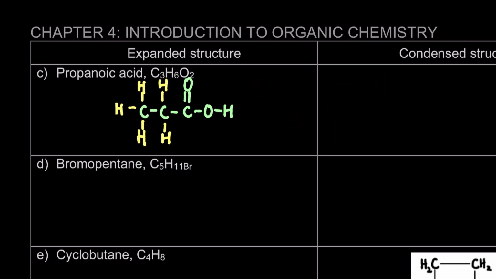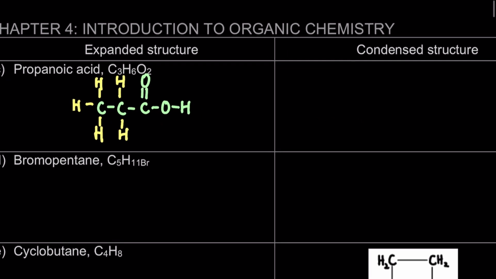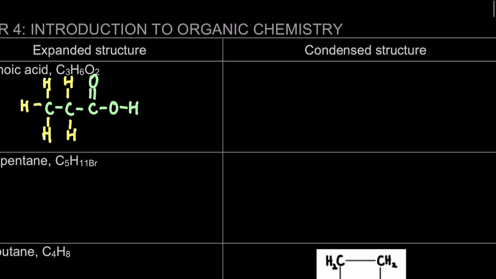So this is the expanded structure, which means that we have to show each of the covalent bonds. Again, if you draw C double bond O, OH, it is not accepted. Make sure that between oxygen and hydrogen must be expanded as well. So that is for the expanded structure. How about the condensed structure? Condensed structure means that we condense the expanded structure from left to right. We're not going to show any of the single bonds.